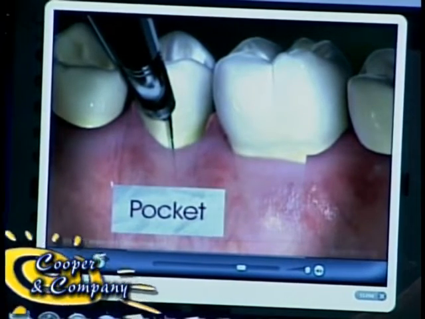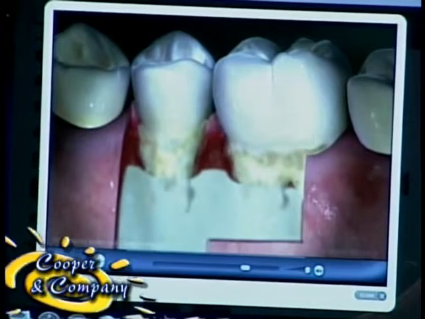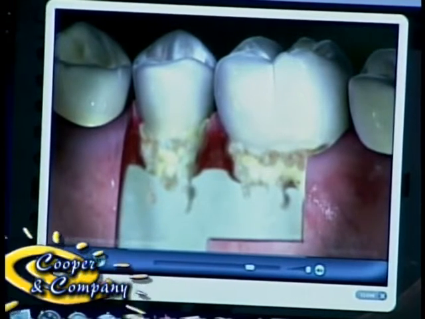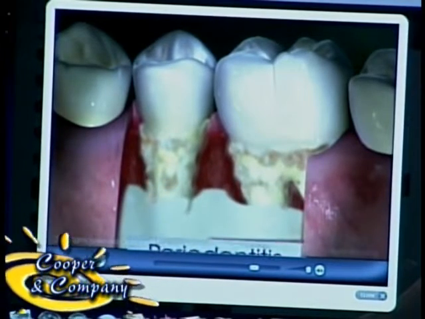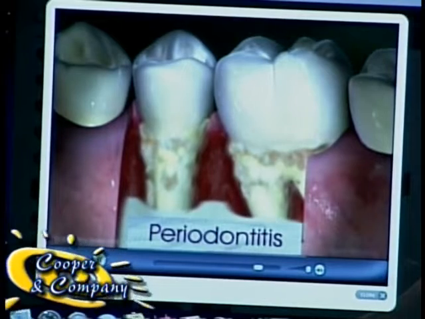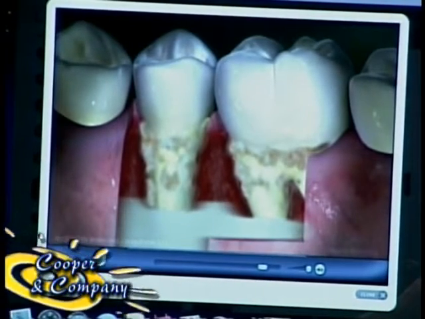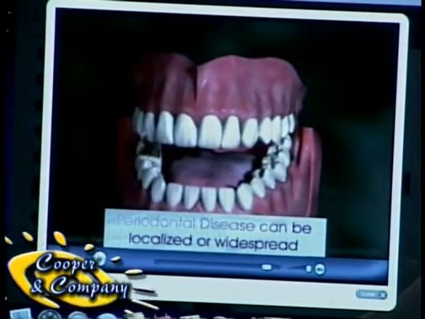Plaque that collects over time hardens into calculus. Calculus is very irritating and causes further inflammation and bone loss. When bone loss occurs, the condition is known as periodontitis. Allowed to continue, bone loss will cause eventual loss of the tooth. Periodontal disease can be localized or widespread. It can also be moderate or severe.